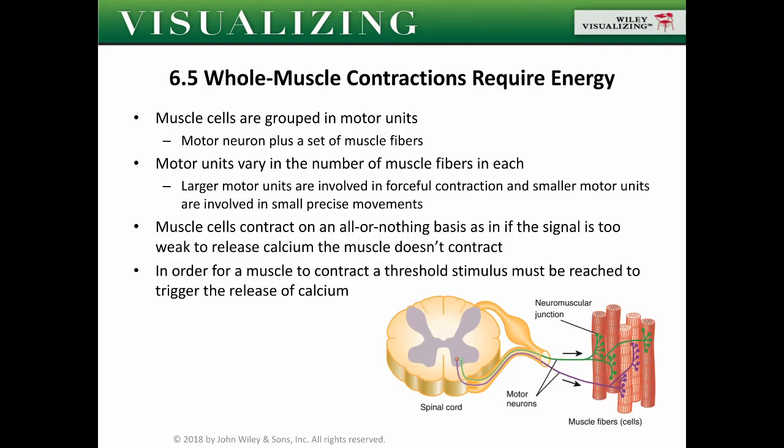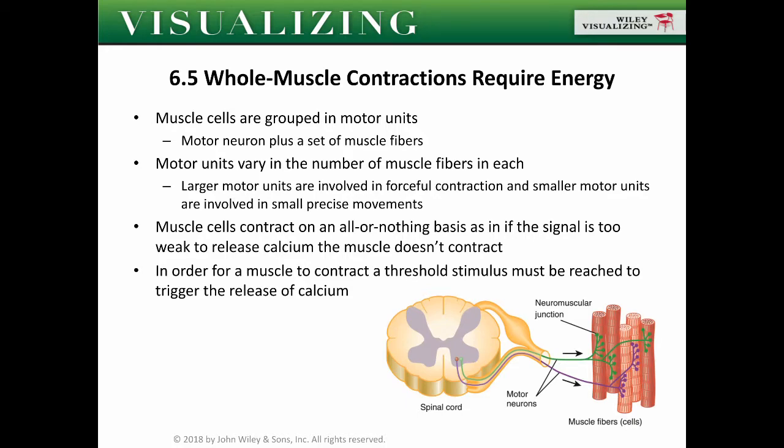So muscle cells are grouped into motor units. The motor units vary in the number of muscle fibers in each motor unit. The larger motor units are involved in forceful contraction, and smaller motor units are involved in small, precise movement. For example, the motor units in your arm are different from the motor units required to move your fingers. Muscle cells contract on an all or nothing basis, similar to how the action potential travels across the neuron.